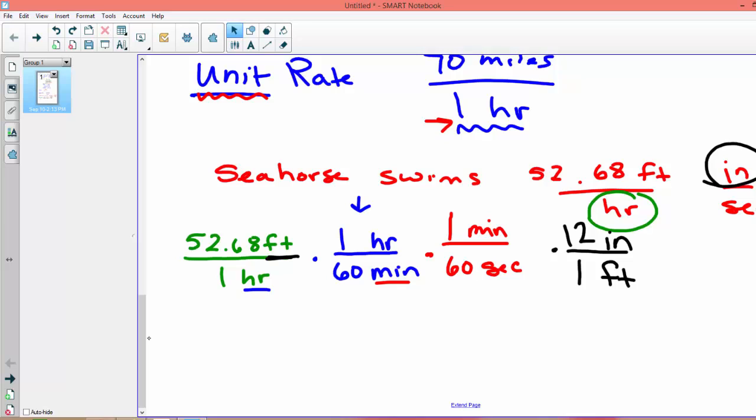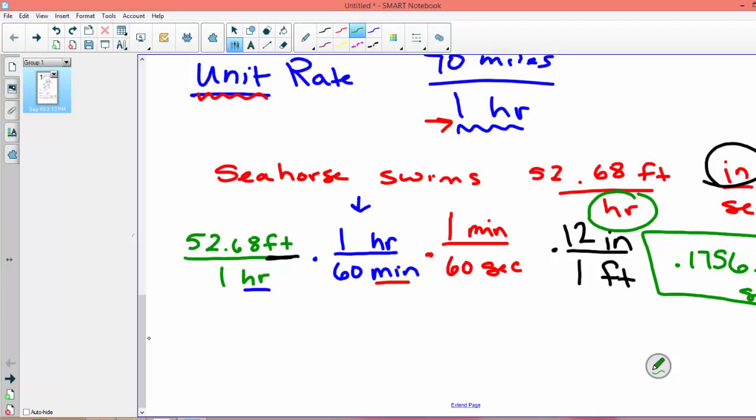52.68 divided by 60, divided by 60 again, and then times 12. So in seconds, that is 0.1756 inches every second.